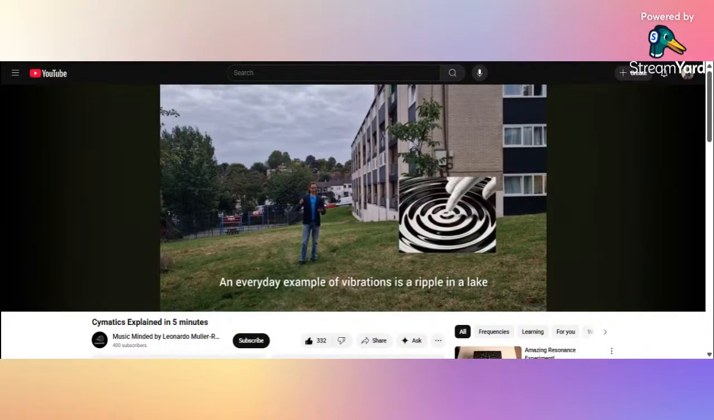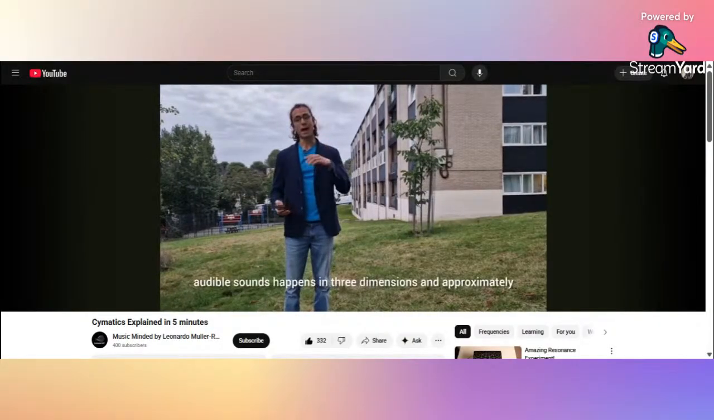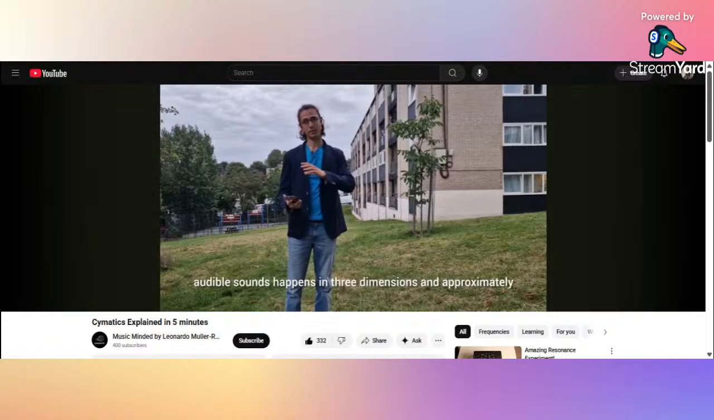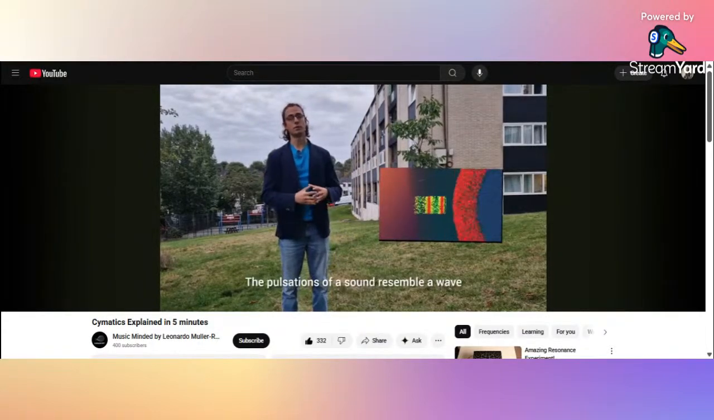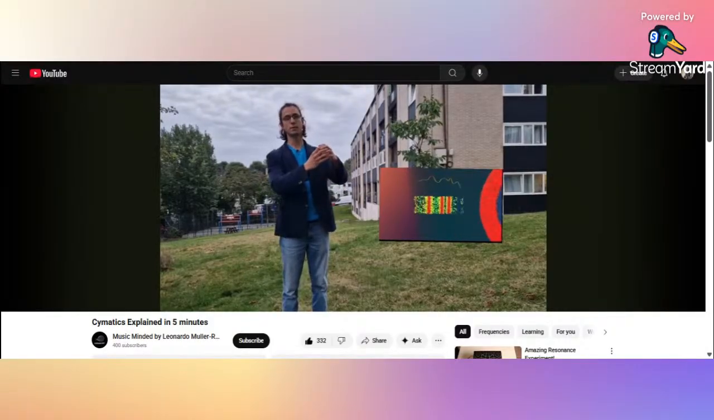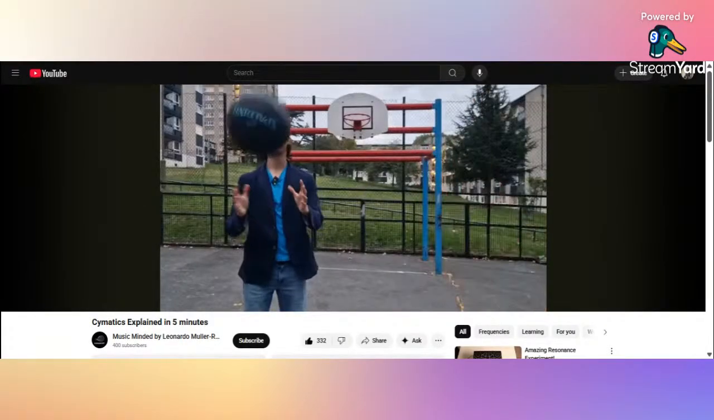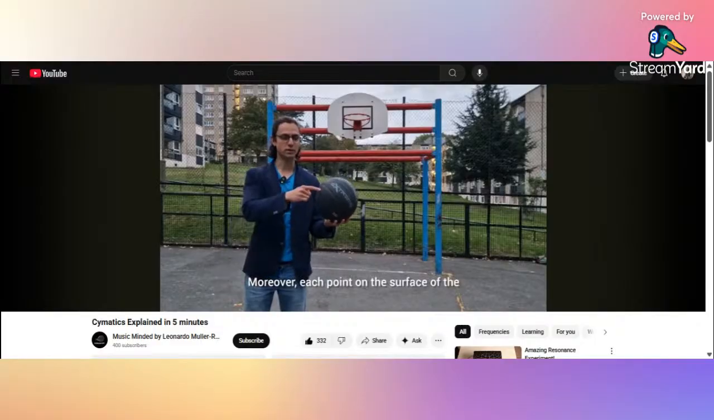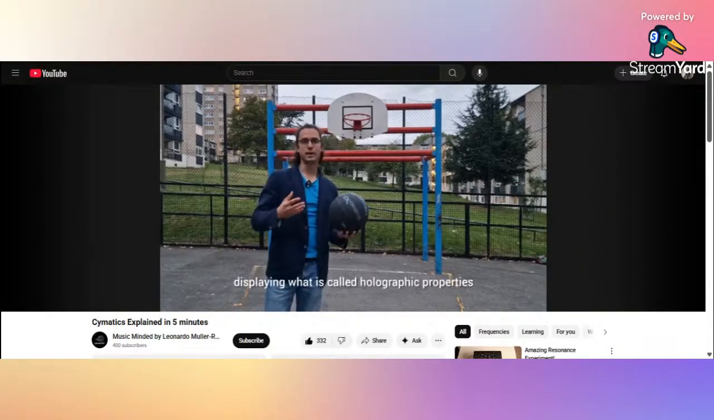An everyday example of vibrations is a ripple in a lake. However, audible sound happens in 3 dimensions and approximately in a spherical manner, similar to a bubble. The pulsations of a sound resemble a wave, but have the form of a bubble, meaning it forms a flexible sphere that expands at the speed of sound. Moreover, each point on the surface of the sound bubble contains the vibrational information of the total sound bubble, displaying what is called holographic properties.